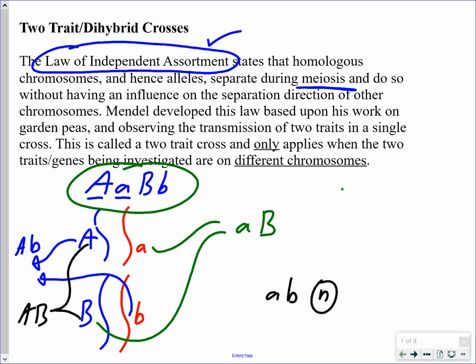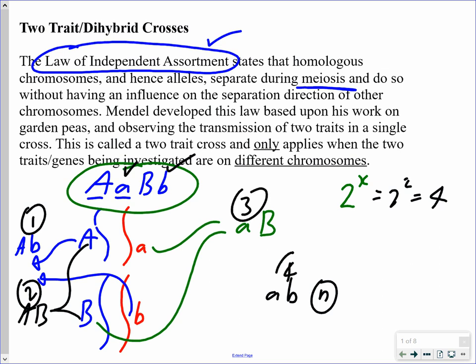If you remember this equation that we talked about before, 2 to the x, where x is the number of heterozygous genes, both of these genes are heterozygous. 2 to the 2, four different possibilities. These are the four different possible gametes. 1, 2, 3, and 4.